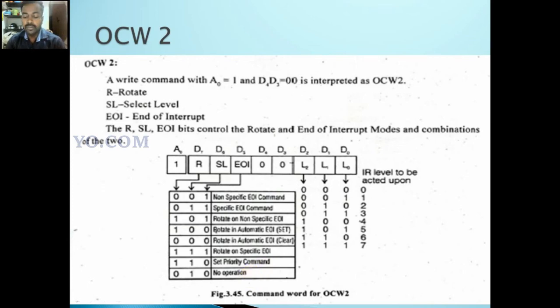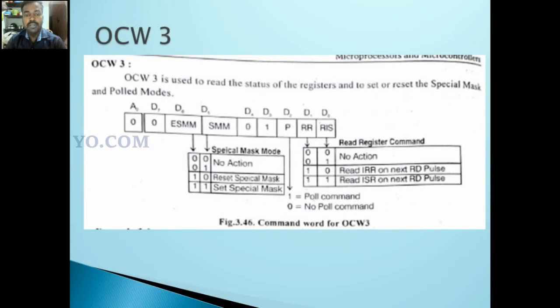So this is the end of the session. I hope that you all have understood the 8259 programmable interrupt controller. Okay, so thanks for watching.